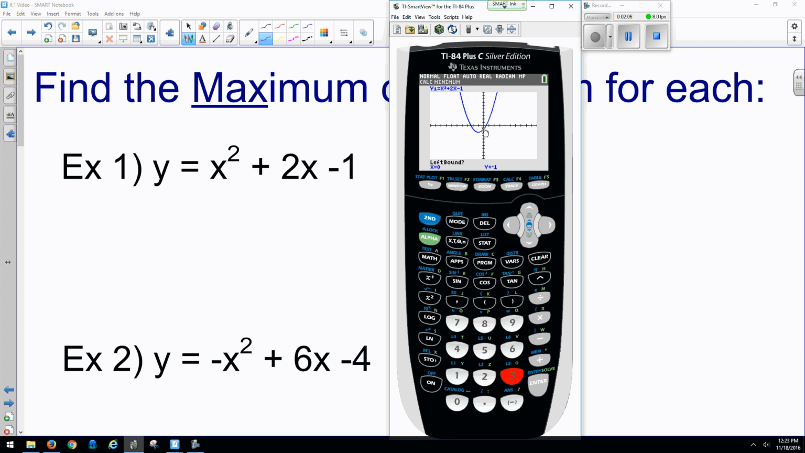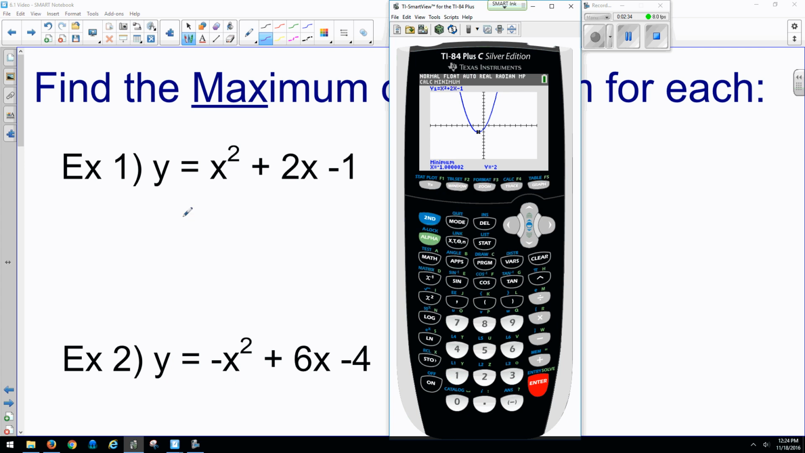It's asking for the left bound. I need to have that cursor to the left of that lowest point, and then I'm going to hit enter. It asks for the right bound. I'm going to go to the right of that lowest point and hit enter. And then it asks for a guess, so I'm just going to hit enter again. Sometimes the calculator settings are just a little bit off, but it is in fact -1, -2.